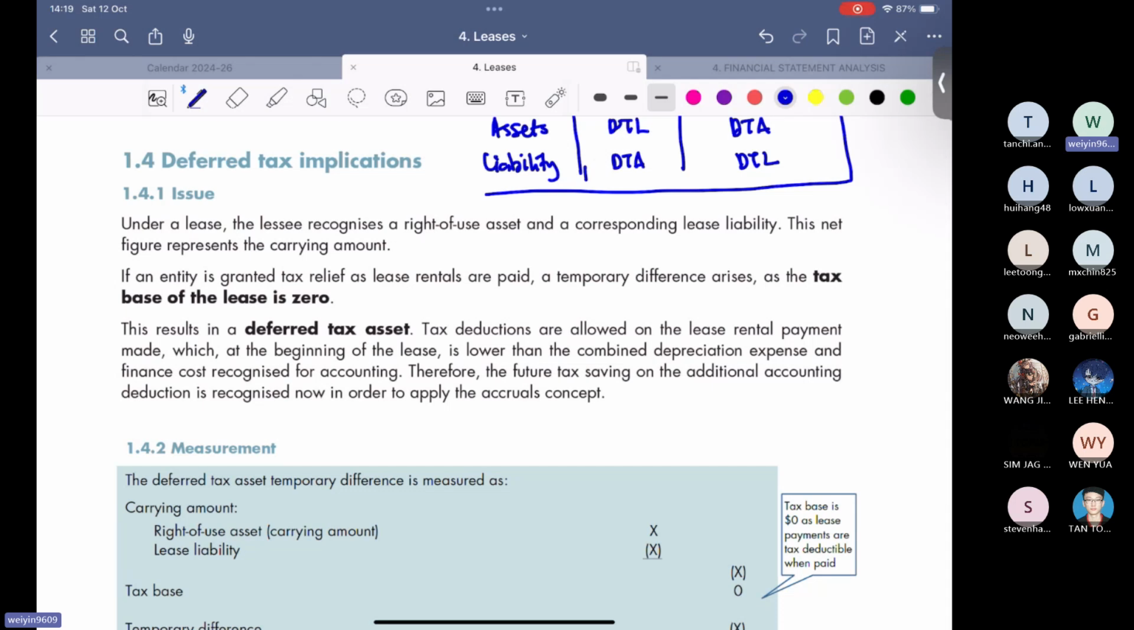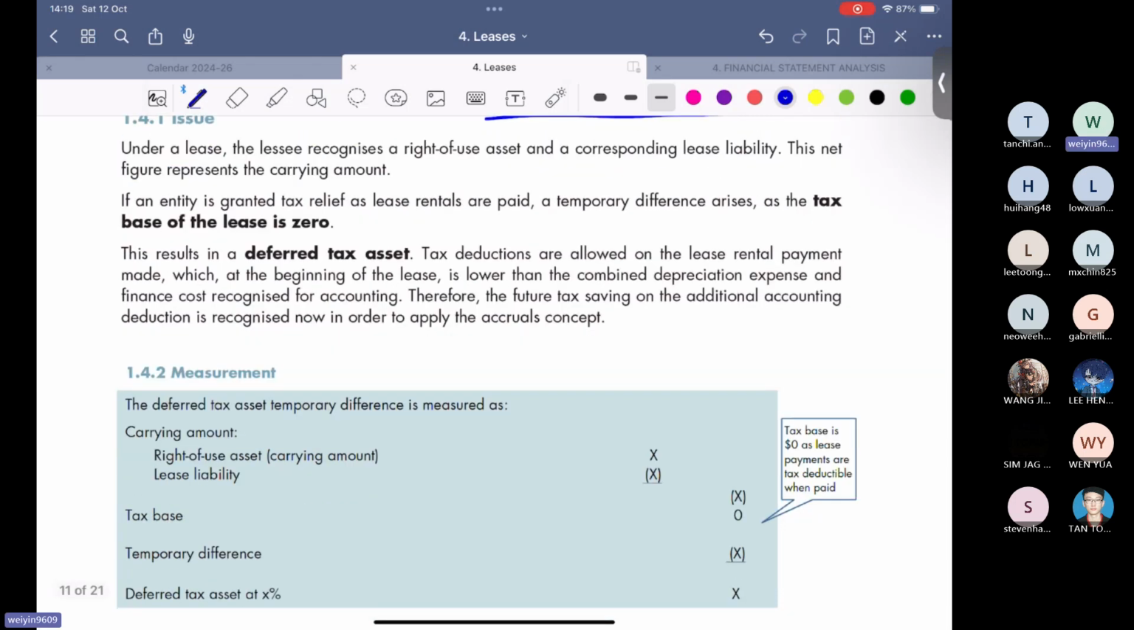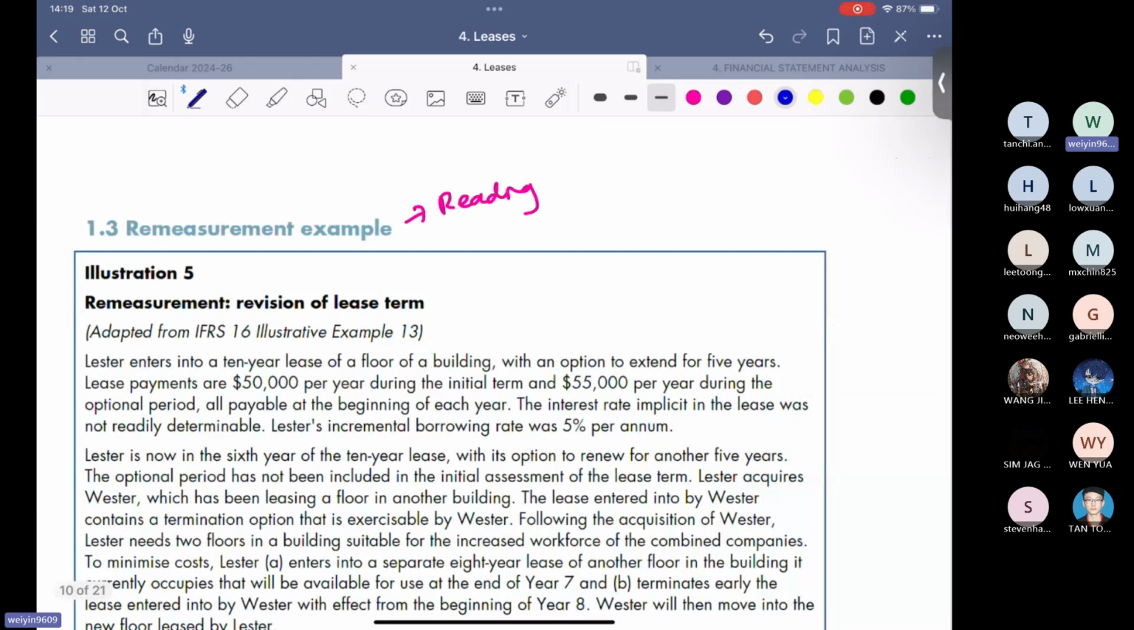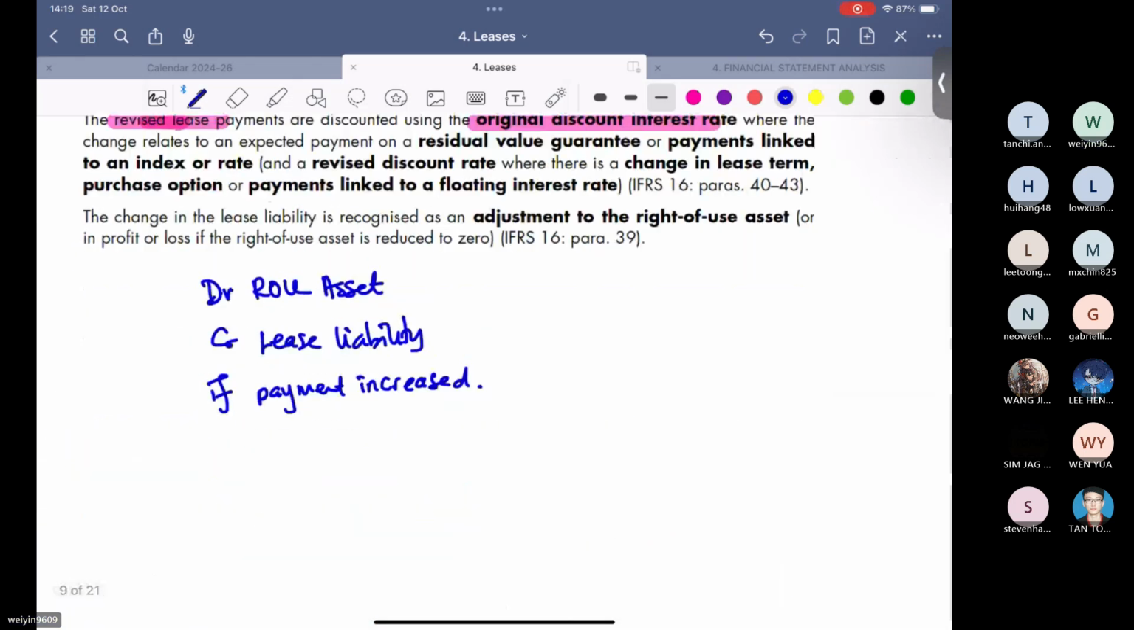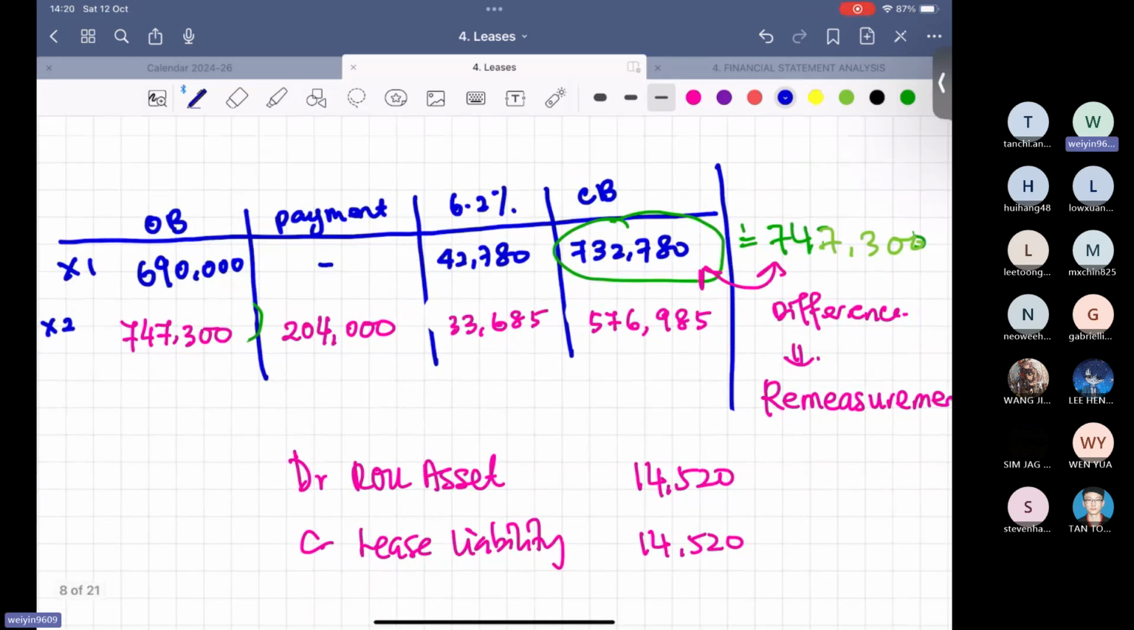That means for tax purposes, they will not recognize it. So it will be zero. So therefore, this results in a deferred tax asset. Why asset? So I give you the example just now.